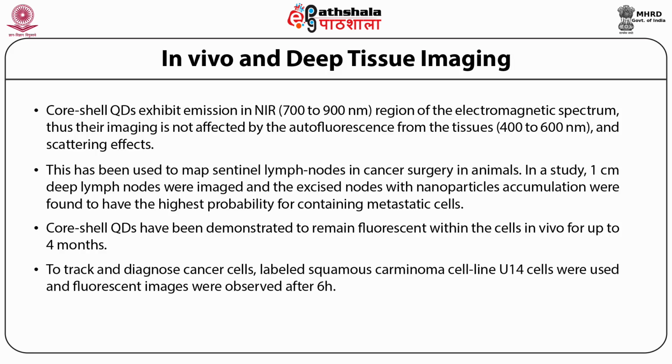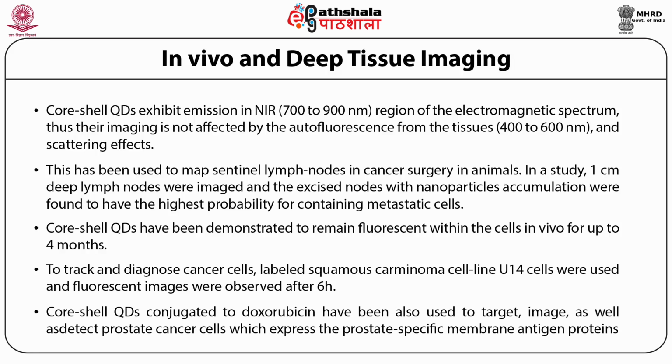To track and diagnose cancer cells, labeled squamous carcinoma cell line U14 cells were used and fluorescent images were observed after 6 hours. Core shell quantum dots conjugated to doxorubicin have been also used to target, image, as well as detect prostate cancer cells which express the prostate specific membrane antigen proteins. Conjugating nanoparticles having polymer shells to cancer specific antibody is the most frequently used tumor targeted imaging.